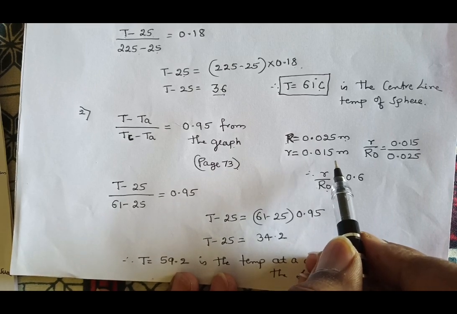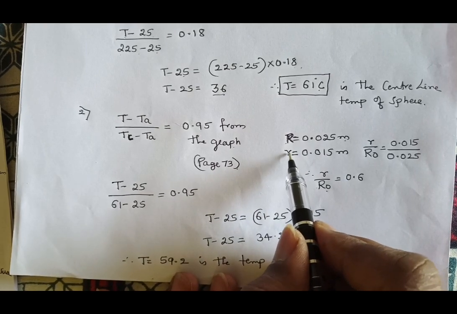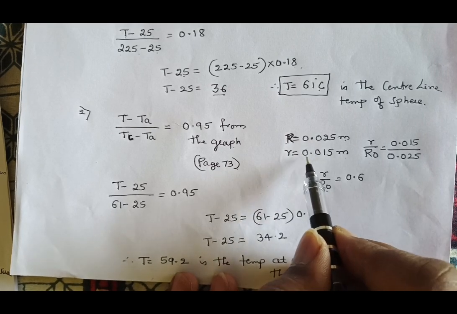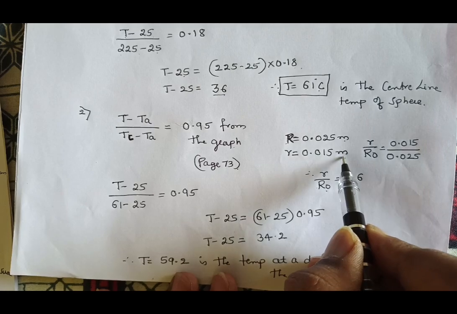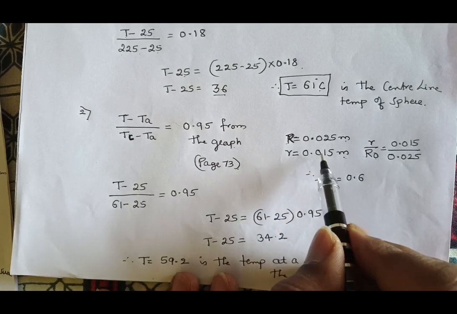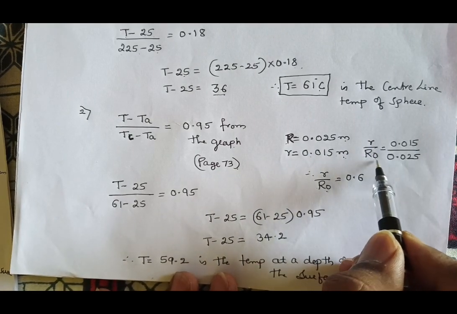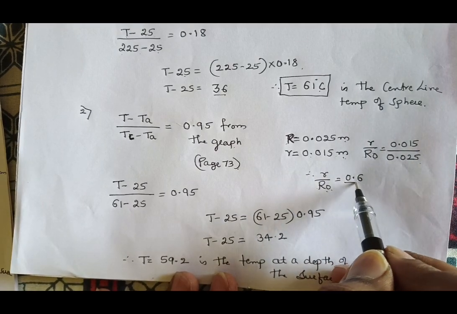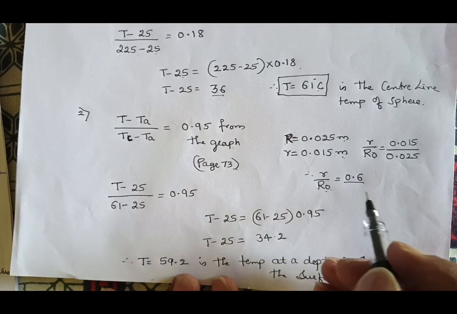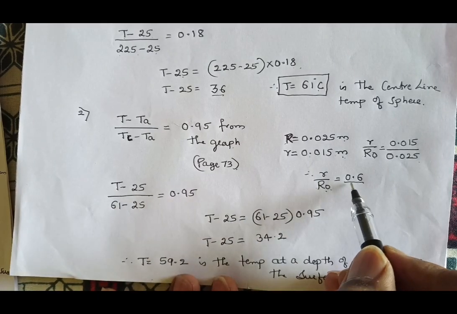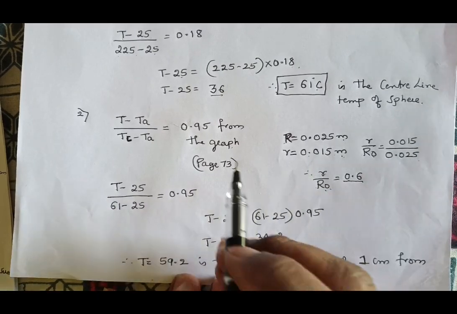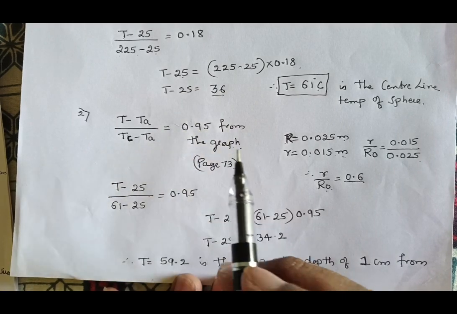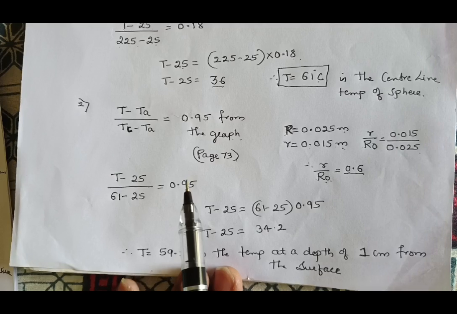What will be the temperature? So therefore this small r will be equal to 1.5 centimeter. I have written it directly in meter. It is 0.015 meter. So r divided by r naught, 0.015 divided by r naught, which is 0.025. So r divided by r naught value we have got as 0.6. So based on the Biot number and these graphs, at 0.6, this 0.95 value is taken from the graph. So again we are having the same values here.